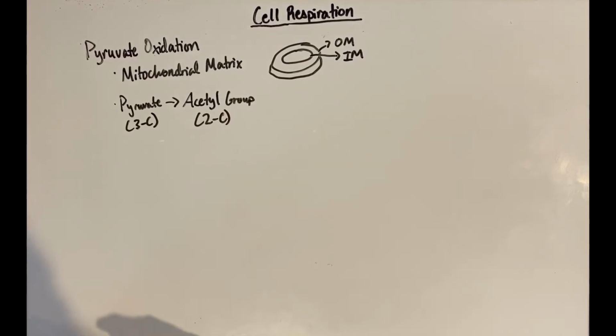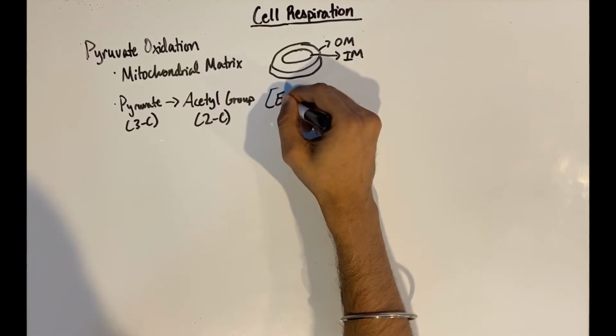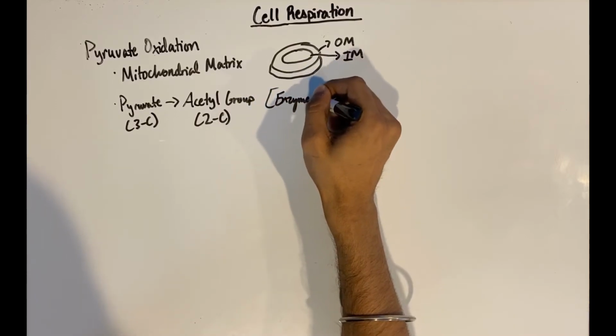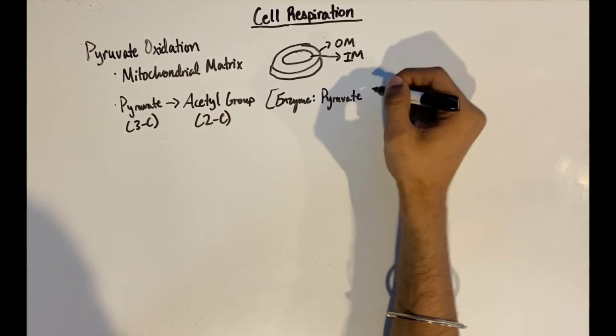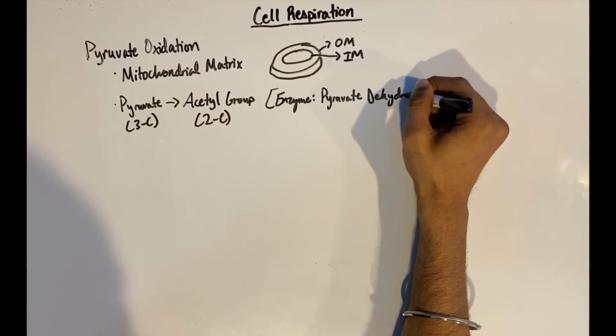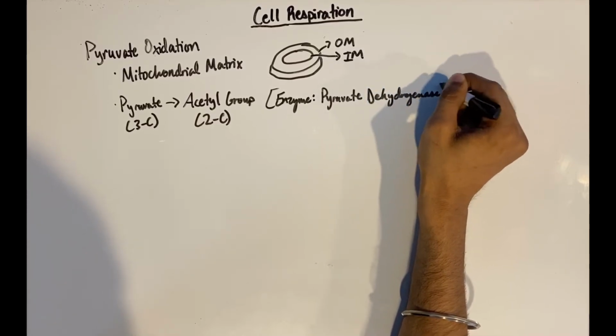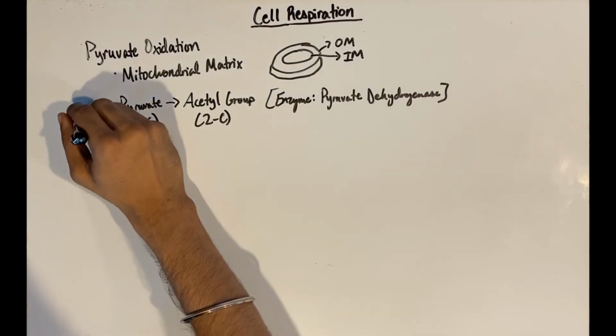The enzyme that helps catalyze this reaction is called, so let's write over here, enzyme. And as we know, enzymes catalyze many reactions, so they're very specific. This specific enzyme is called pyruvate dehydrogenase. Since 2 pyruvates are generated per glucose, this oxidation step happens twice.